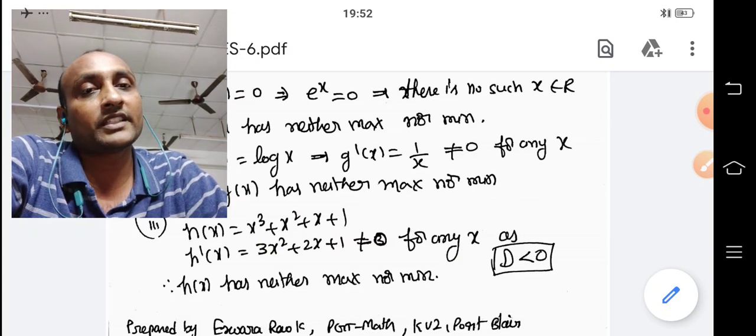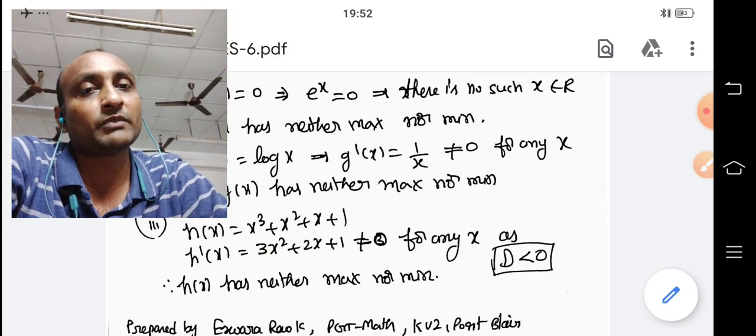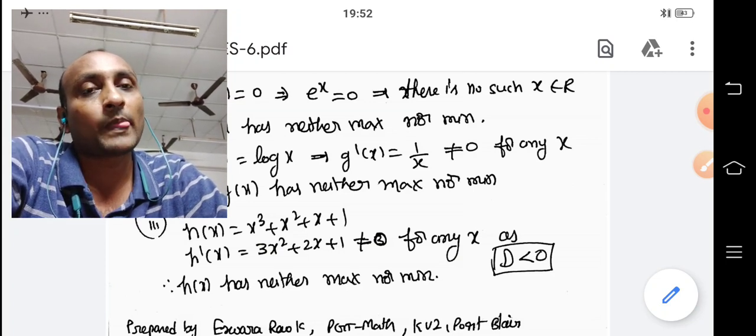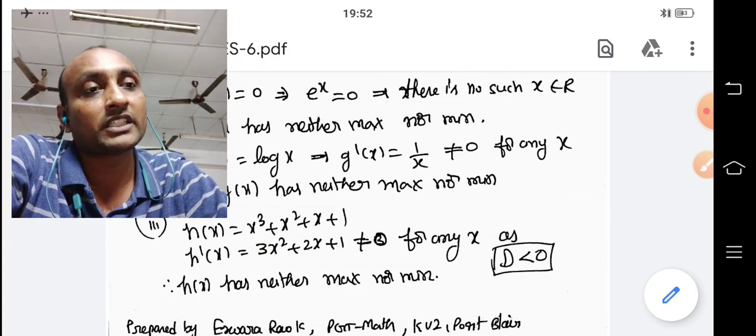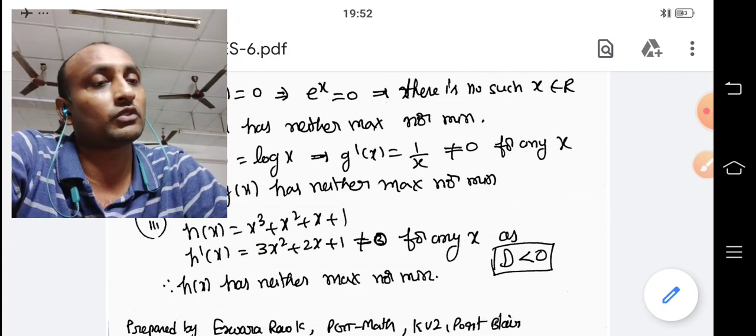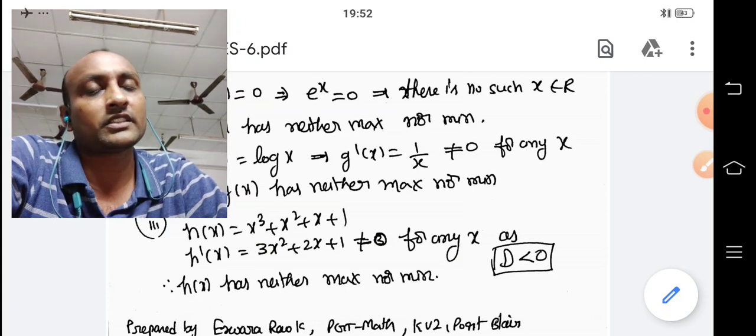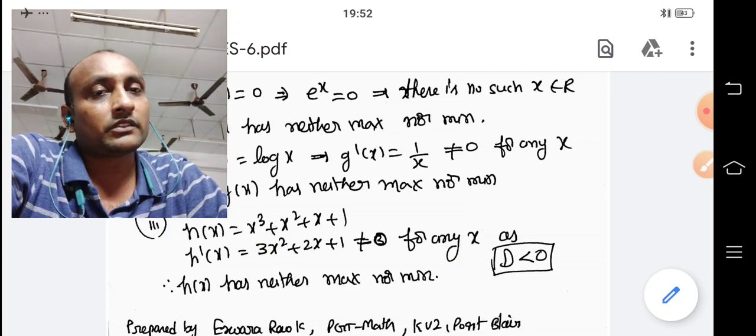So after discussion of this exercise, there are 2 more notes, 2 more videos based on this maxima, minima, which are, one is application type questions, another one is extra questions which were given in the previous board examinations. Those 2 are left. Then this chapter is done, right?